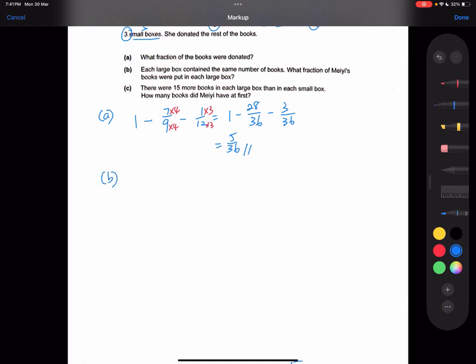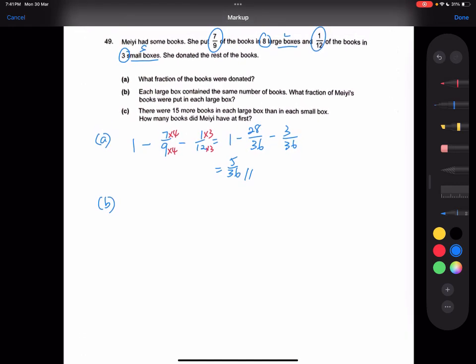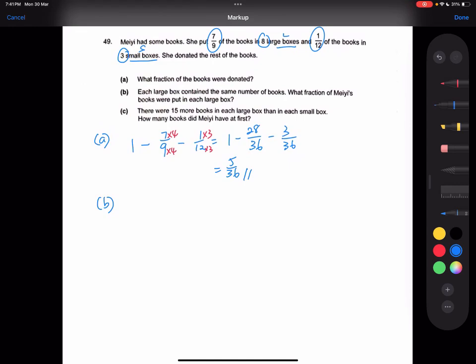Now let's move on to part B. Each large box contained the same number of books. What fraction of Mei Yi's books were put in each large box? Now we know that 7/9 of the books were put into 8 large boxes. So 7/9 of the books, and then we need to find one box, so divided by 8.